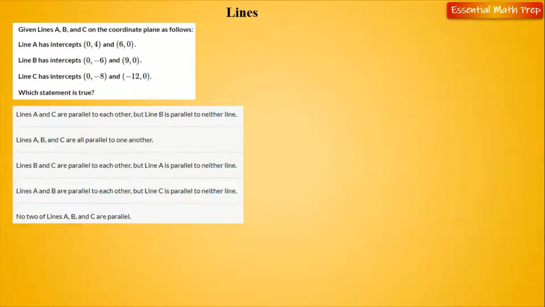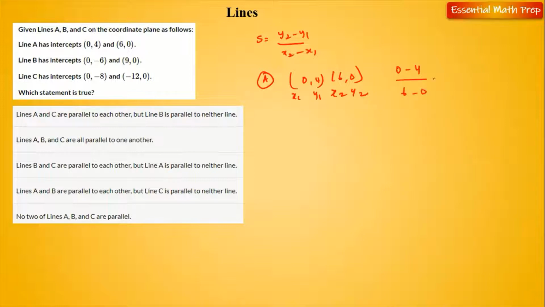Lines A, B, C has the following ordered pairs, and you're asked to determine which of the following statements is true. All you have to do is to use the slope formula, which is slope equals y2 minus y1 over x2 minus x1. Let's start with line A. We have (0, 4) and (6, 0). That means it's x1, y1, x2, y2, implies 0 minus 4 over 6 minus 0 is negative 4 over 6, is negative 2/3, right? That's the slope for line A.